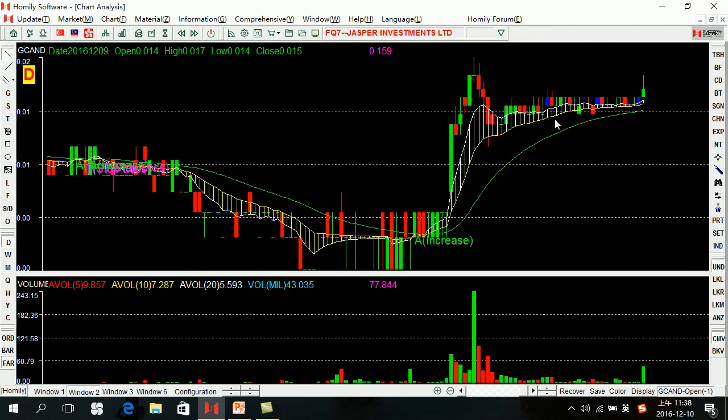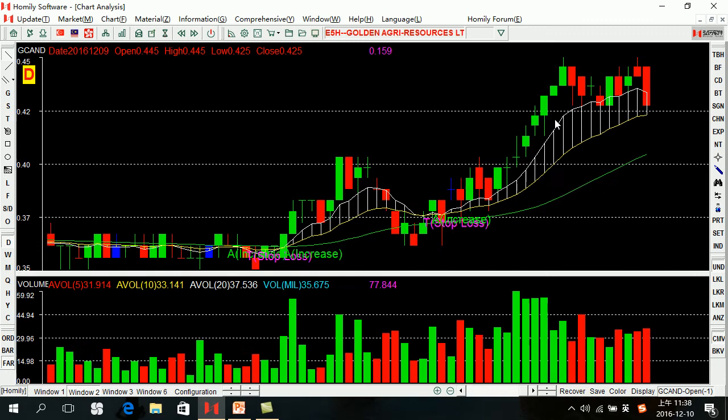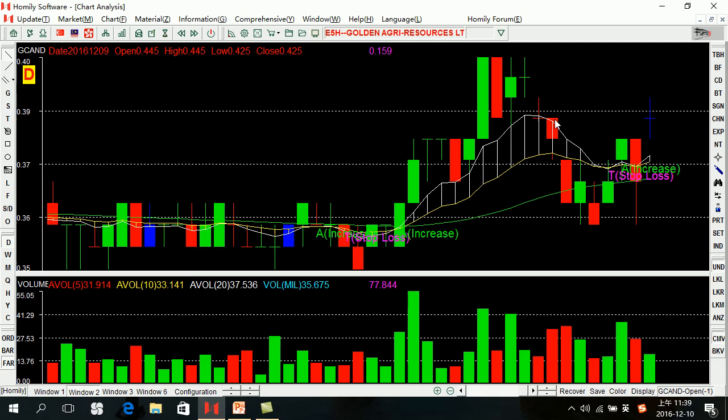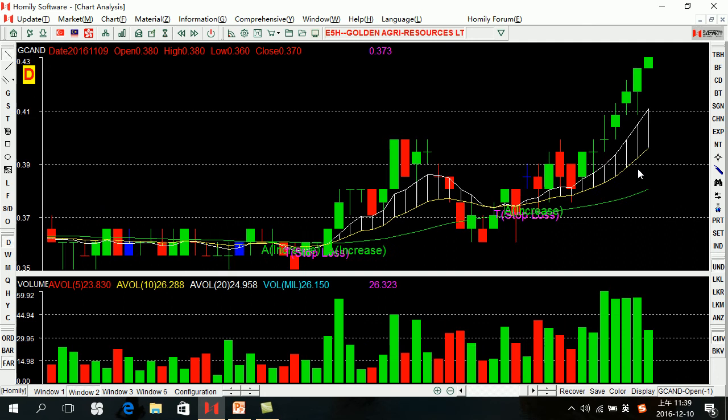There's no bottom catch. So we can see here, bottom catch appears, right? The trend is uptrend or downtrend? Still uptrend, right? Because the green line is up. So next day you buy. Okay, then you can earn some money. Then we can see the next one.